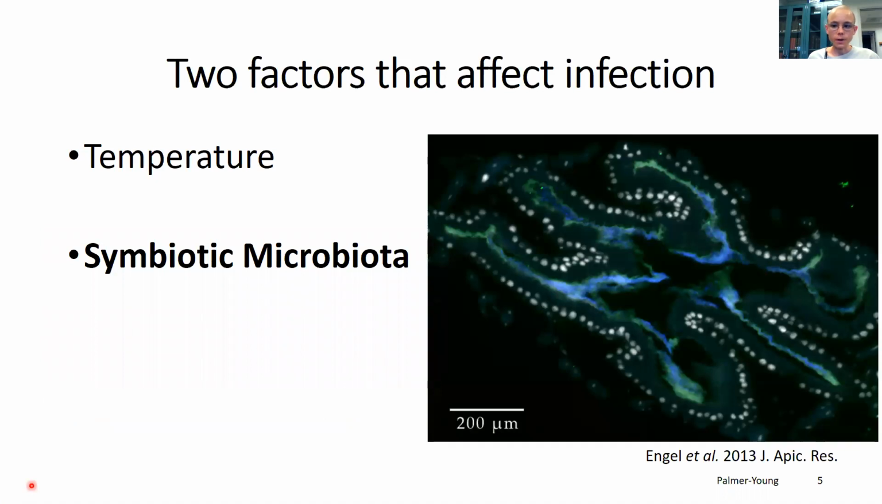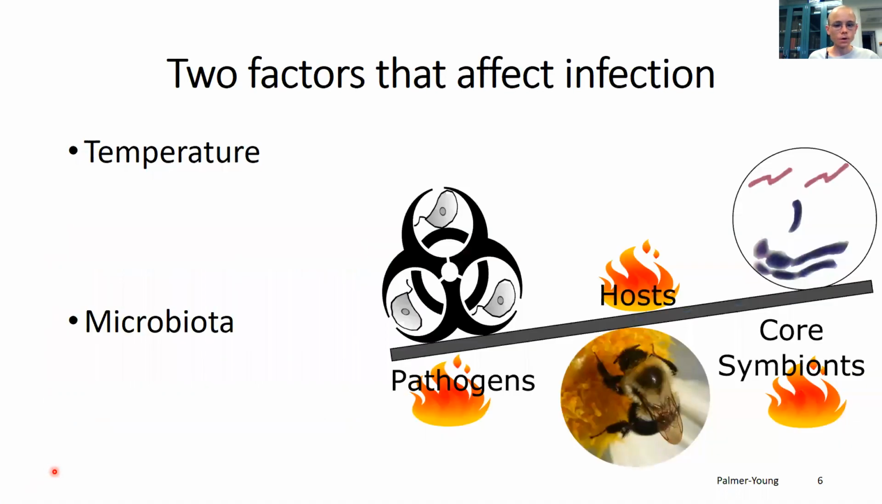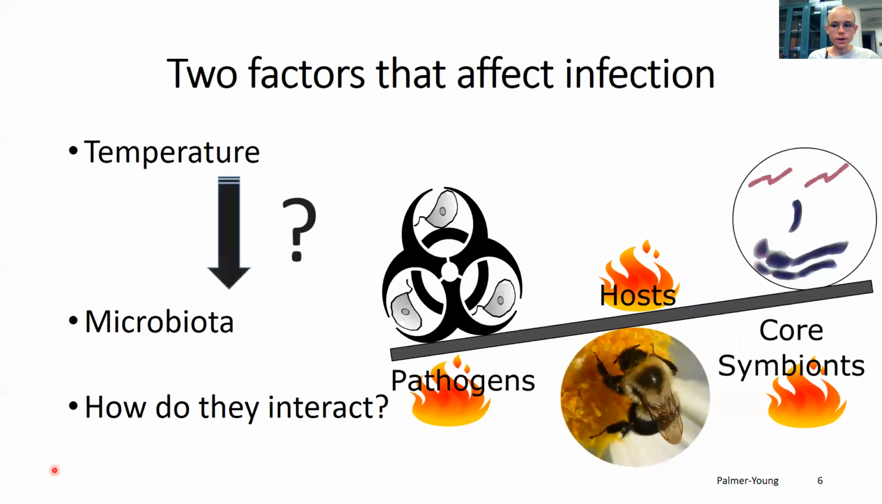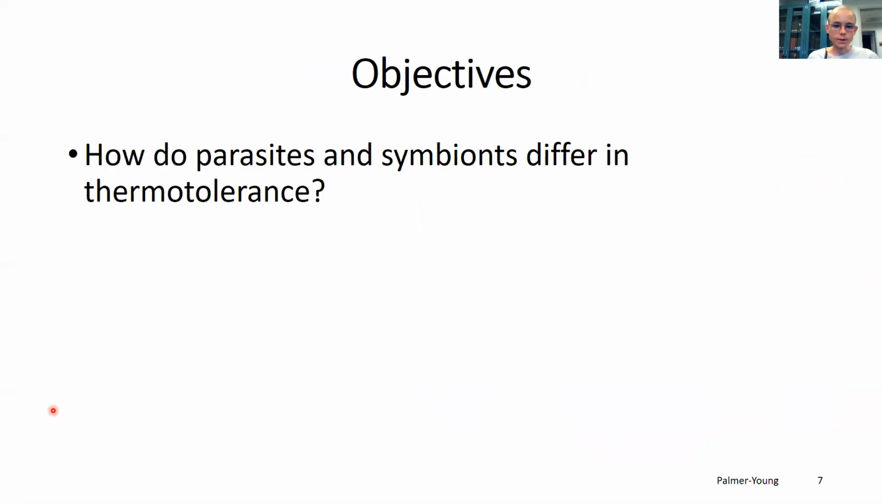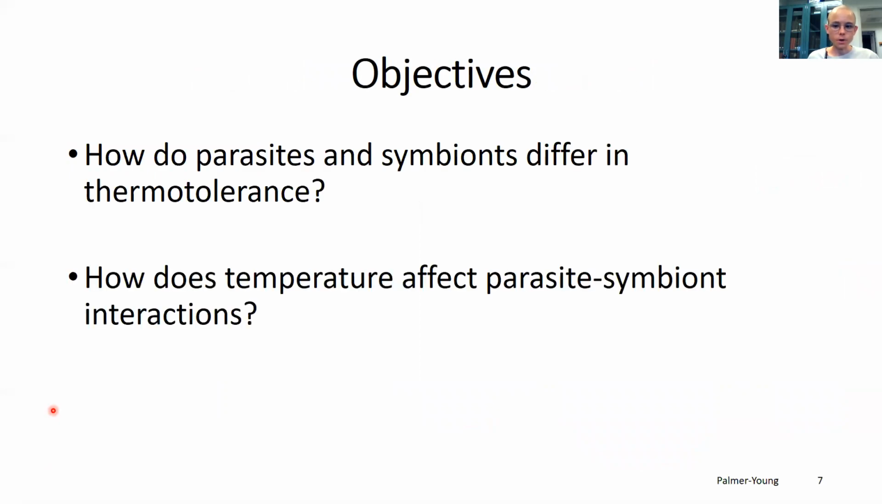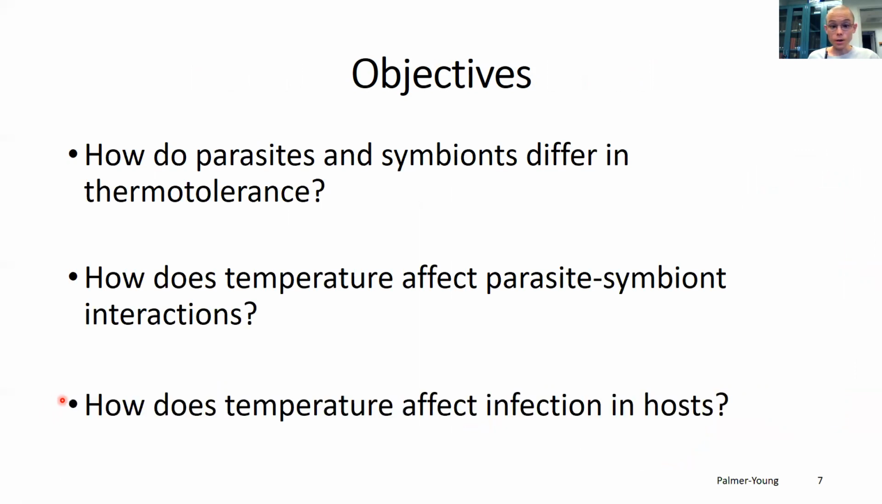Symbiotic gut microbiota can also improve resistance to infection by acting as physical and chemical barriers to parasite establishment. If temperature and microbiota can each affect infection on their own, how does temperature affect the balance between symbiotic and parasitic microbiota? I broke this problem into three main questions. How do parasites and symbionts differ in thermotolerance? What are the effects of temperature on parasite-symbiont interactions? And how does temperature affect infection and gut microbiota in live hosts?